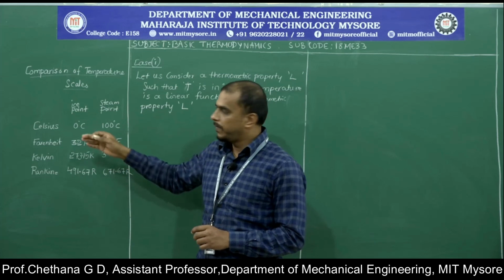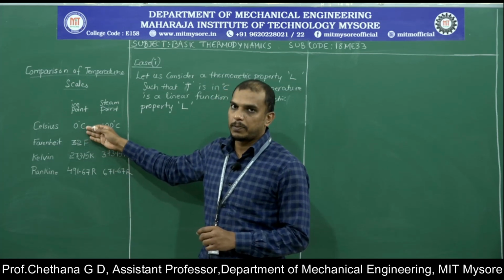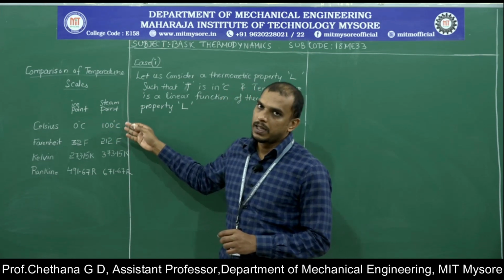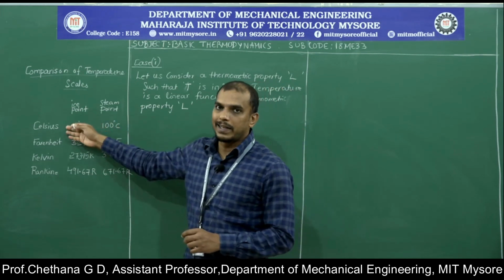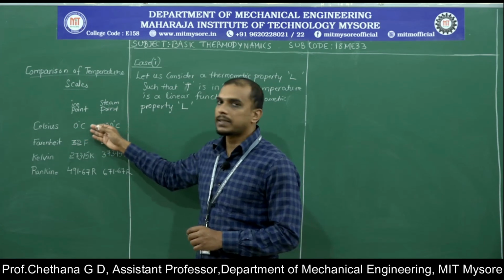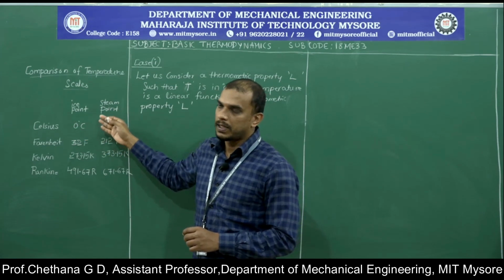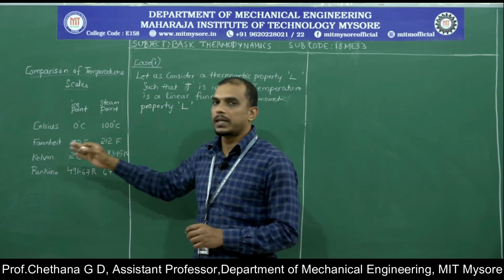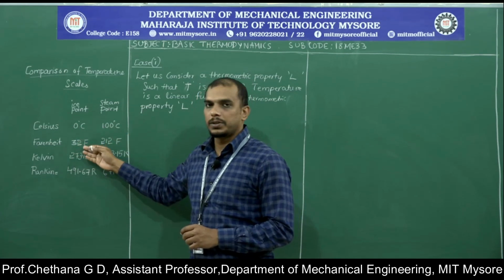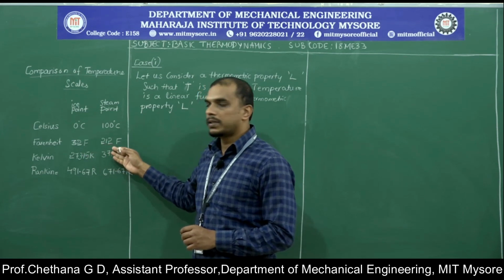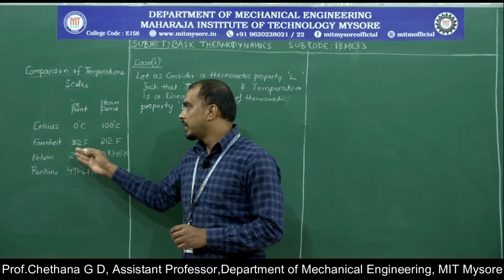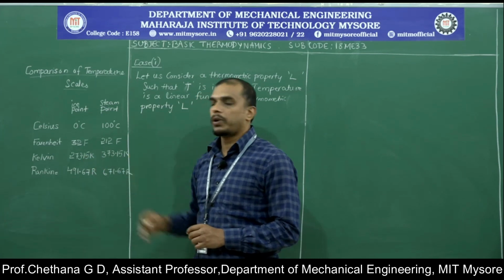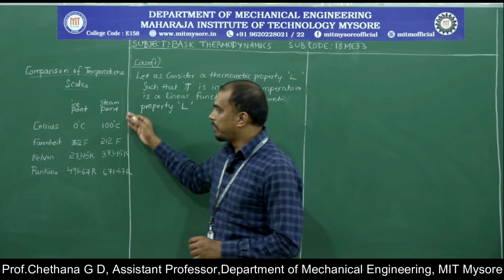We already know that in the Celsius case, the ice point is 0 degree Celsius and the steam point is 100 degree Celsius. Sometimes it is also called the centigrade scale because it has 100 divisions between them. So, for the Celsius or centigrade scale, ice point is 0 and steam point is 100. Fahrenheit: 32 is the ice point and 212 is the steam point. In Kelvin, it shows 273.15 at the ice point and 373.15 at the steam point.